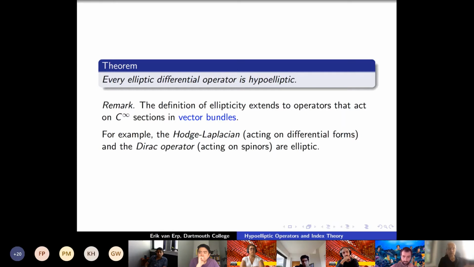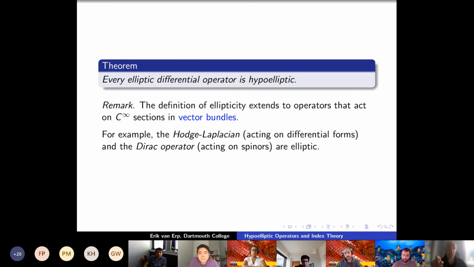I don't want to spend too much time, so I'm not going to go into what happens if you have vector bundles. Many operators that are interesting in geometry don't act on functions, they act on sections of vector bundles. For example, the Hodge-Laplacian, which acts on differential forms, or the Dirac operator of a spin manifold, which acts on spinors. It's easy to extend the definition, so just a couple of words about it.